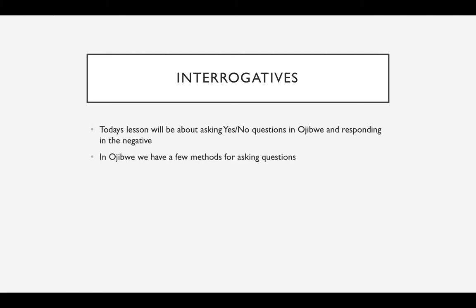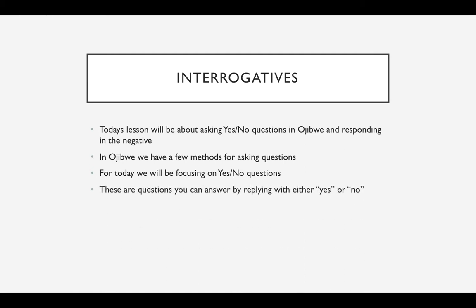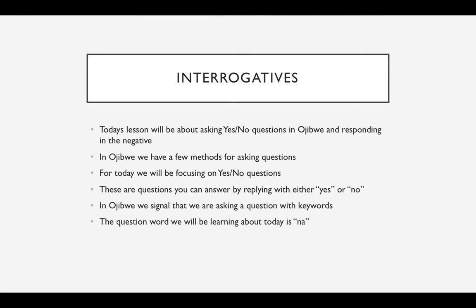In Ojibwe, we have a few methods for asking questions. For today, we'll be focusing on yes no questions. So those are questions that you answer with either yes or no. In Ojibwe, we signal that we are asking a question with key words. The question word we will be learning about today is na, N-A.